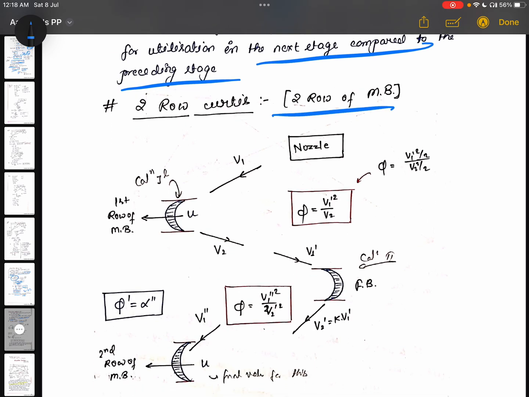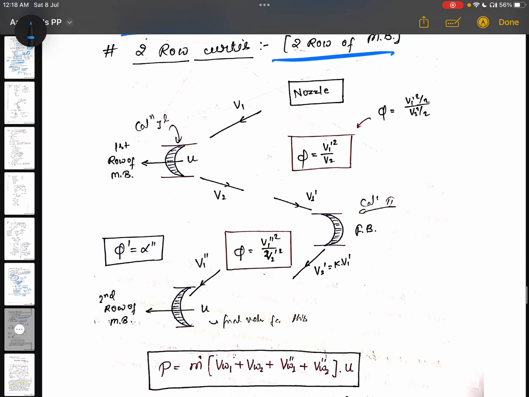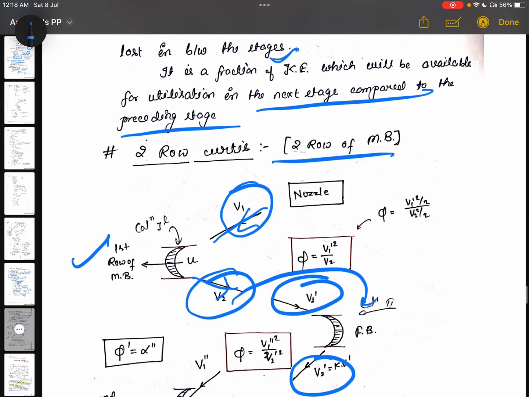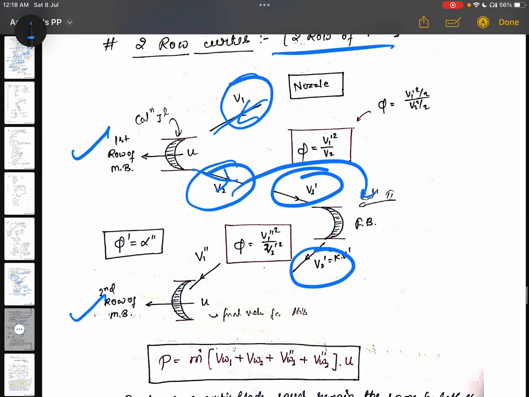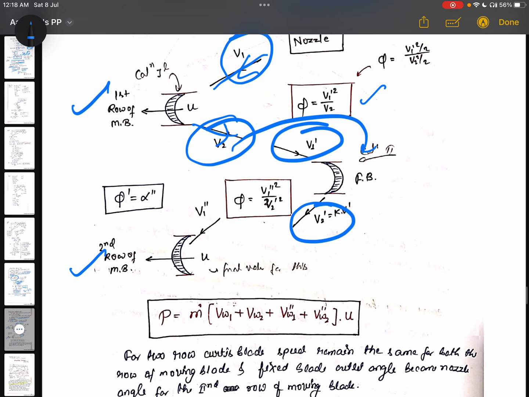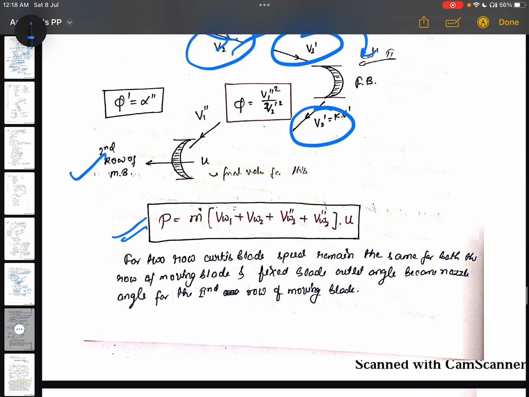For two row practice, let's say this is our first stage and this is our second stage. Velocity is coming here, velocity is getting here. So whatever kinetic energy we are getting here, whatever is left we are getting here. Let's define the phi term, the carryover coefficient: phi here will be final minus initial, v1 double dash square by 2. The whole power we will get is m dot into vw1 plus vw2 plus vw1 double dash plus vw2 double dash, into u.